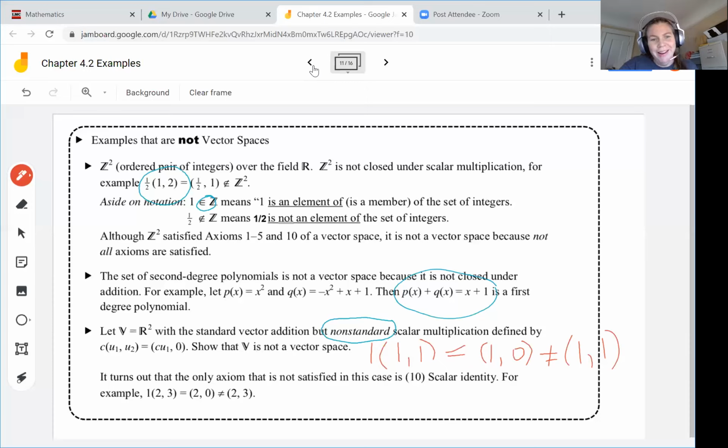It turns out, here's another example. The only axiom not satisfied by this case is axiom 10, scalar identity. So here's my next example. I forgot I'd already typed this. We can see 1 times the ordered pair (2, 3) is (2, 0), which is not equal to the identity.